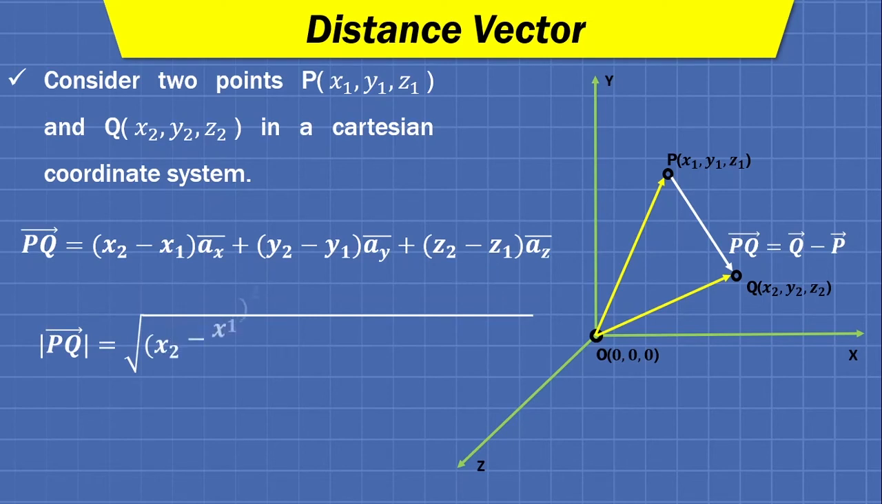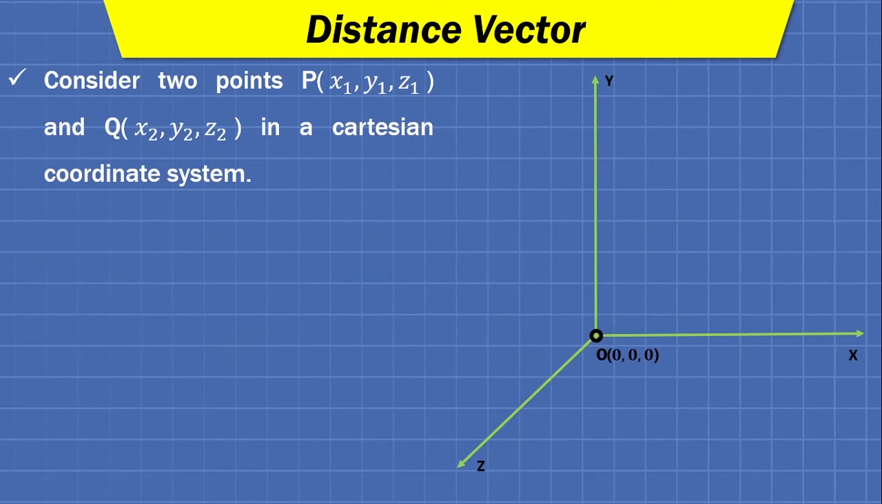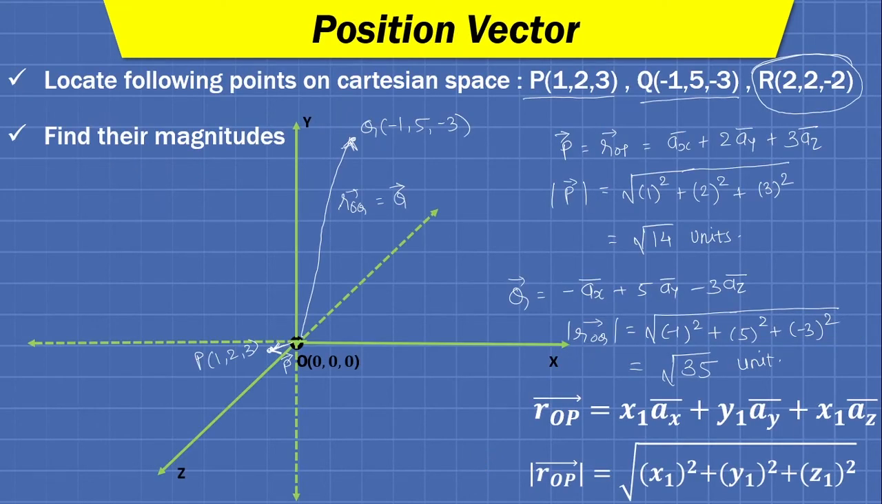Once we have the vector representation of distance, then we can easily find the distance between 2 points as under: root of (x2 minus x1) whole square plus (y2 minus y1) whole square plus (z2 minus z1) whole square. Now the same thing can be practiced in our previous example, as here we have the position vector of P and position vector of Q.